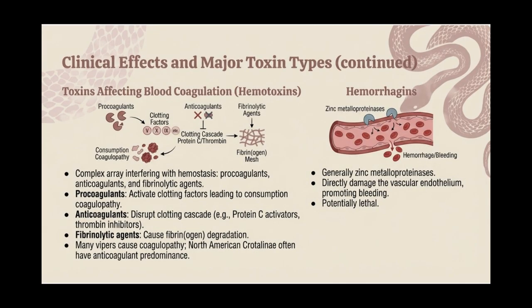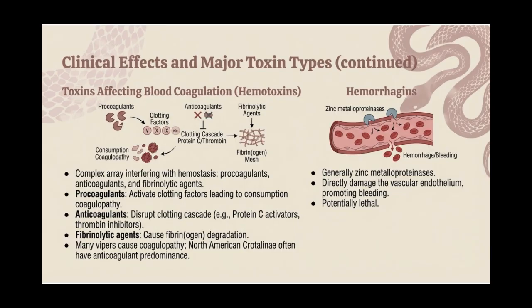Toxins that affect blood clotting, known as hemotoxins, are found in various venoms which contain a complex mixture of components that interfere with the body's hemostasis process. These components include substances that promote clotting, inhibit clotting, and promote fibrinolysis. Procoagulants such as enzymes that activate factors 5, 9, and 10, as well as prothrombin and fibrinogen, can lead to a consumption coagulopathy, a condition where clotting factors are depleted.